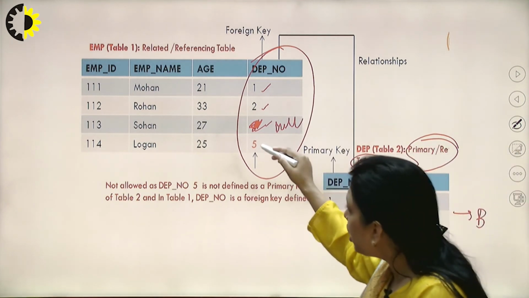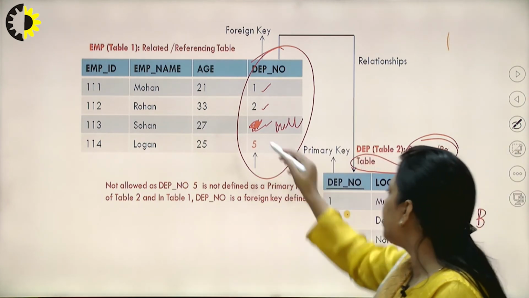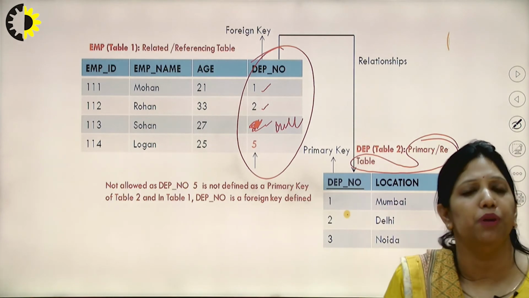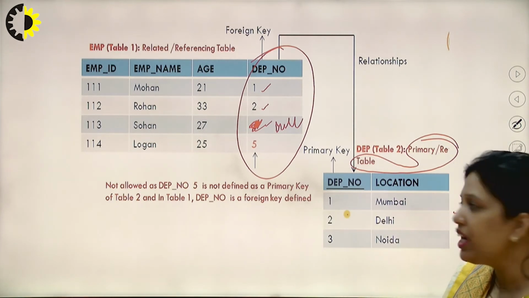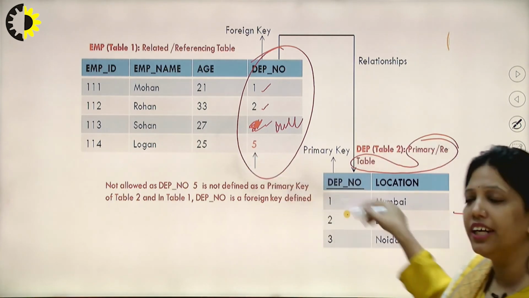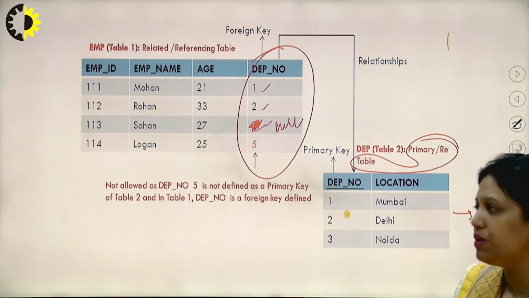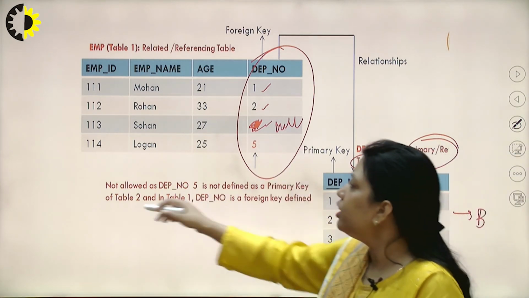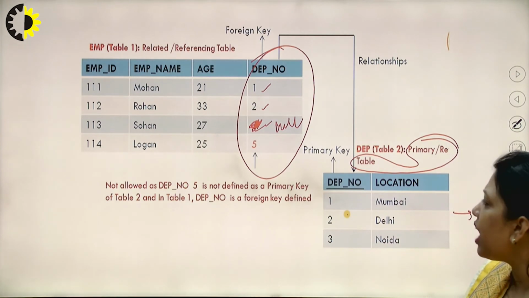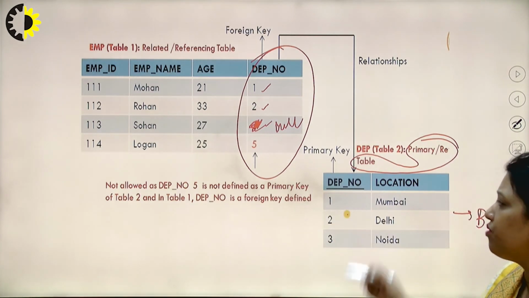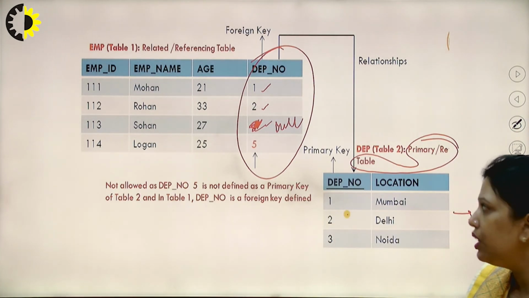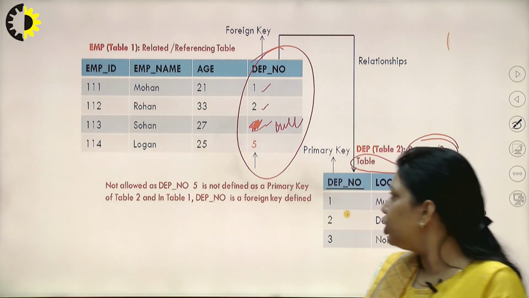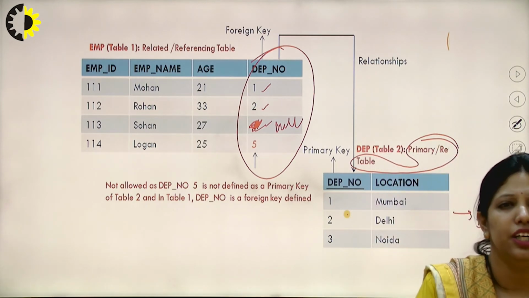But we are not able to insert 5 here because 5 is not present in the department number of the base table. So we cannot insert any value that is not contained in the primary table or the base table. So department number 5 is not allowed here because it is not defined in the primary key of table 2 and table 1. So department number is a foreign key defined here.